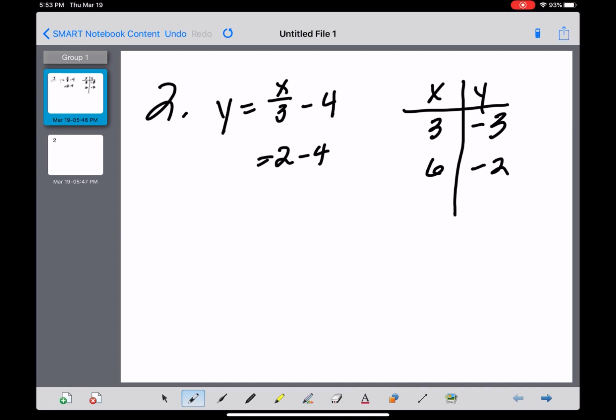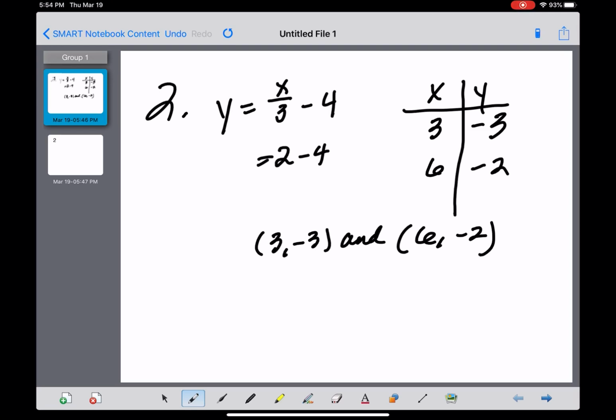The directions on the quiz say to enter 2 points. So what you would type in is 3, negative 3, and 6, negative 2. And that would tell me 2 points on the line represented by Y equals X over 3 minus 4.